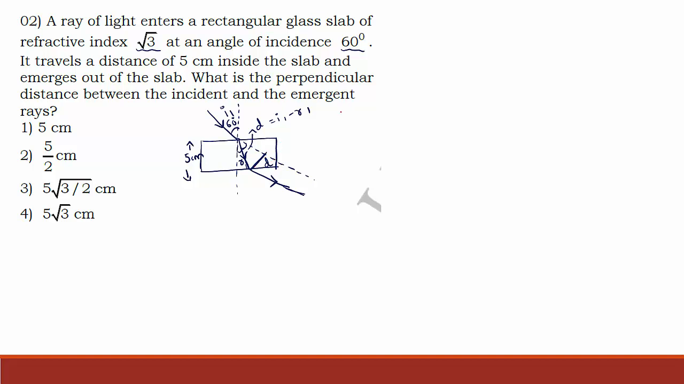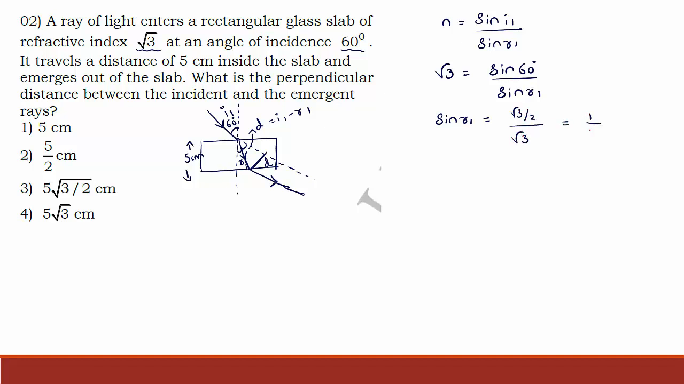Now we can use Snell's law. What does it state? n equals sin I divided by sin R. So for the first surface, n equals sin I1 divided by sin R1. Here the value of n is given as √3, and I1 is given as 60 degrees. So we can easily get the value of sin R1. Sin R1 is equal to sin 60 divided by √3. Sin 60 is √3 by 2, divided by √3, or we can write it as 1 by 2.